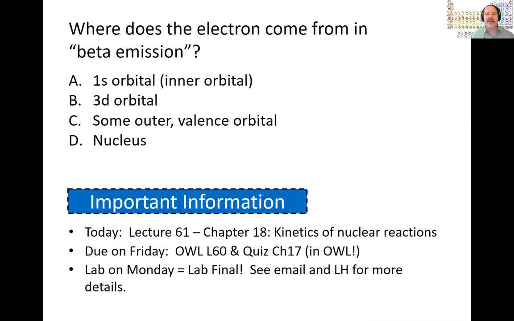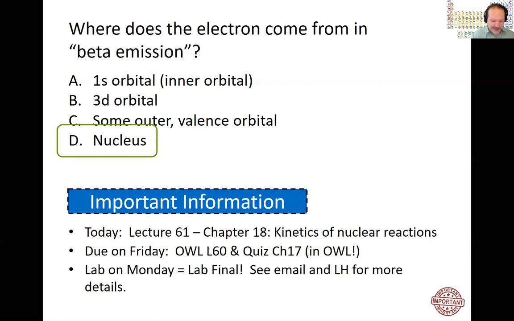Where does the electron come from in beta emission? What do you think? Is it one of those inner orbitals, 1s, or maybe a 3d orbital, or perhaps some outer valence orbital, or maybe the nucleus? What do you think? All right, hopefully you've made a guess there, and the answer is quite revealing. It actually comes from the nucleus.